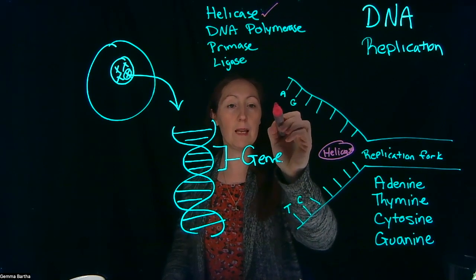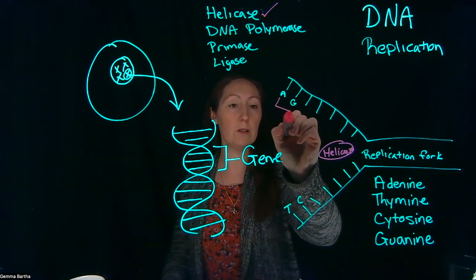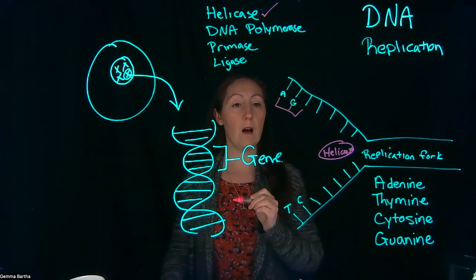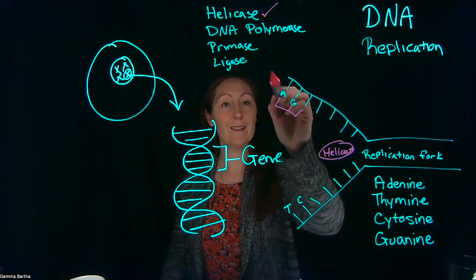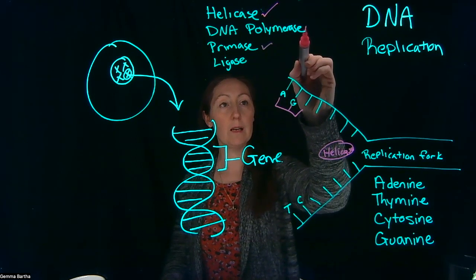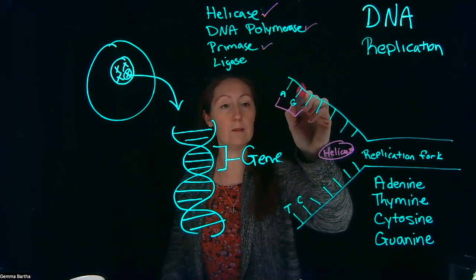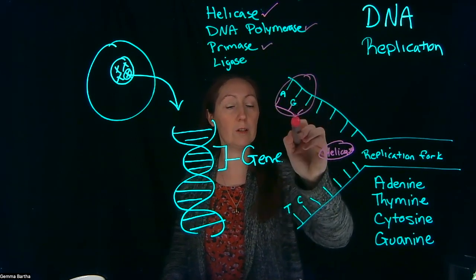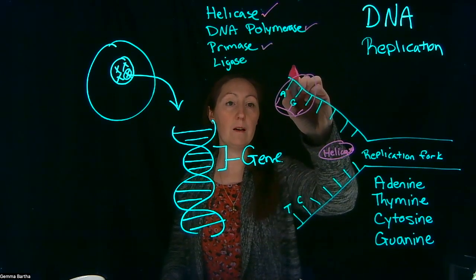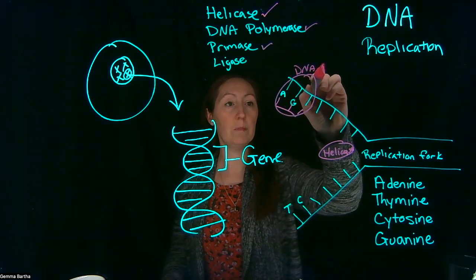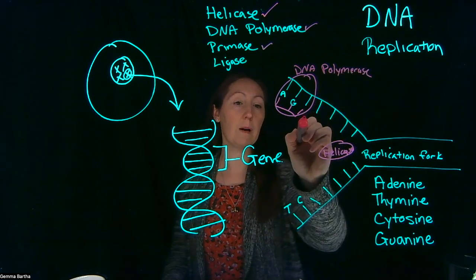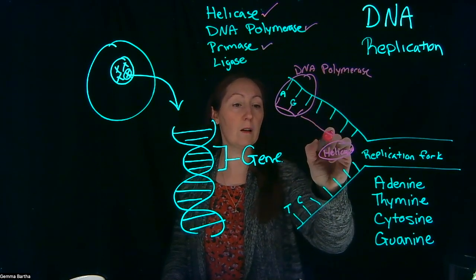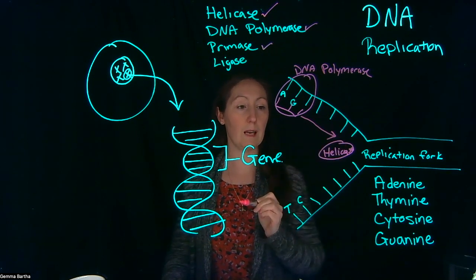All right, so now we need primase. So primase is an enzyme that comes in and puts down just a very small strip of RNA, and that allows your DNA polymerase to then know where to bind. So this normally happens at the origin. So this is going to be our DNA polymerase. It's going to bind here, and it's going to start putting down DNA.